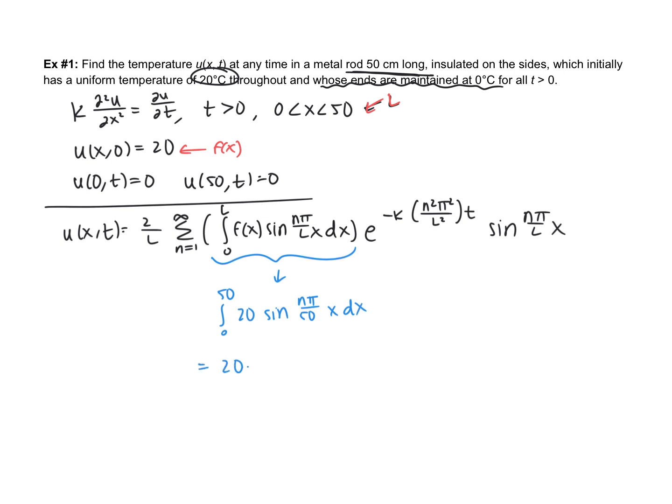So this is 20, and if I integrate that sine, I get negative 50 over n pi cosine of n pi over 50 x, being evaluated from 0 to 50. So that gives me negative 1,000 over n pi, and then I have cosine of n pi, subtract cosine of 0.